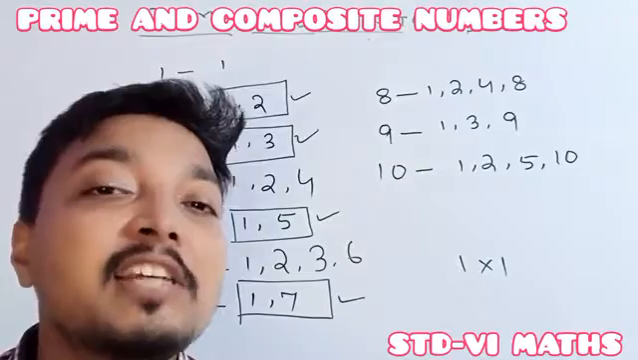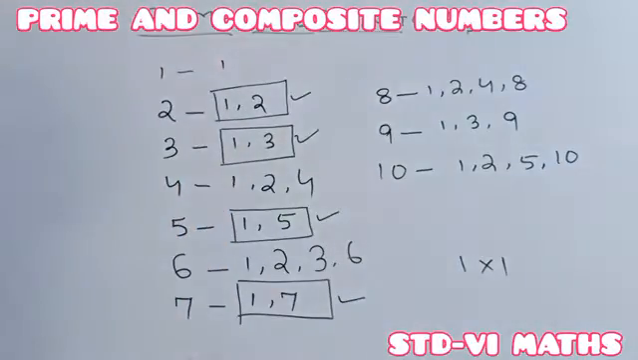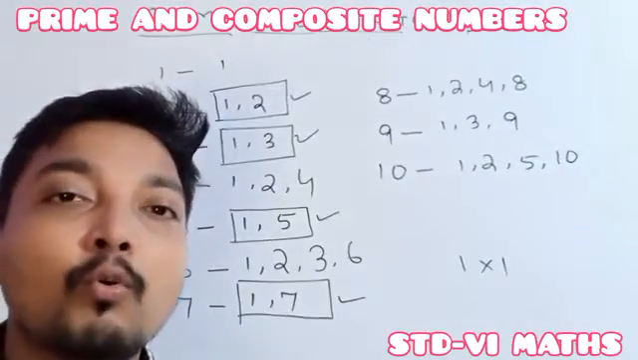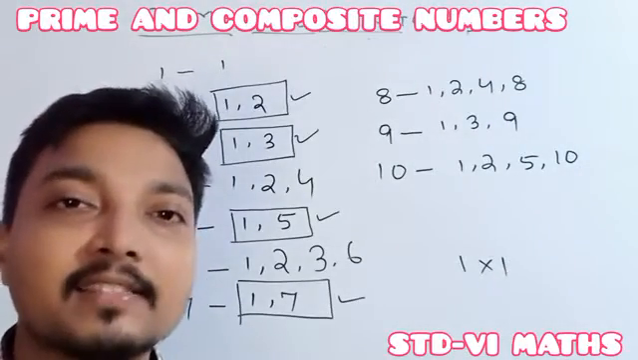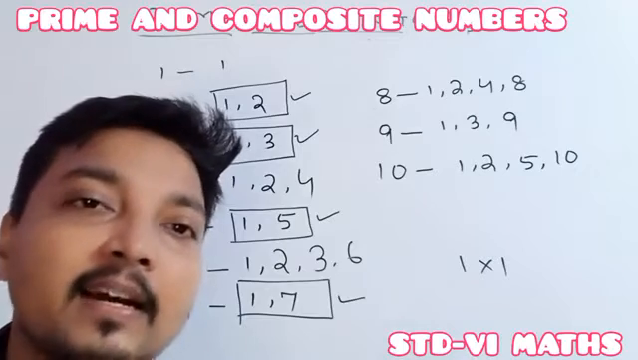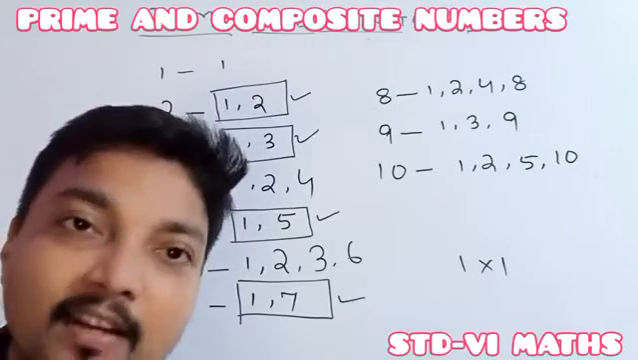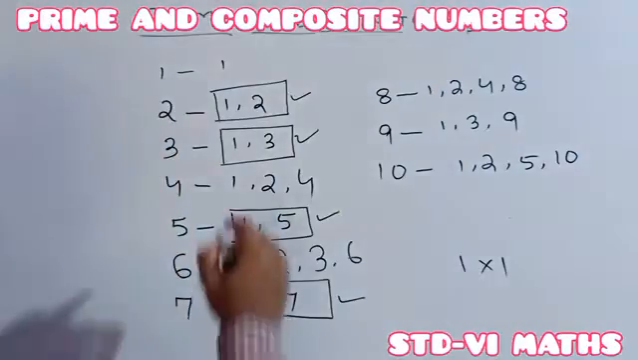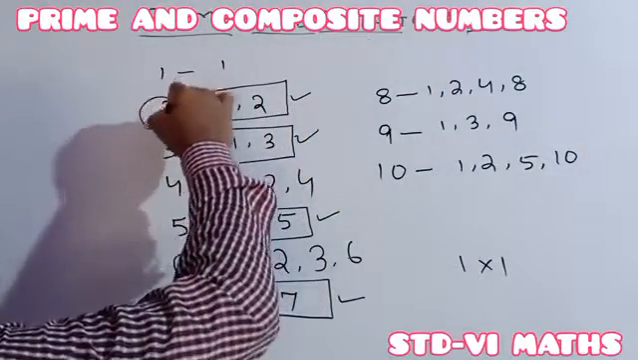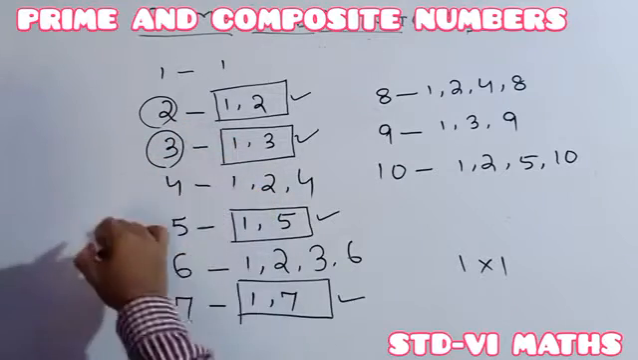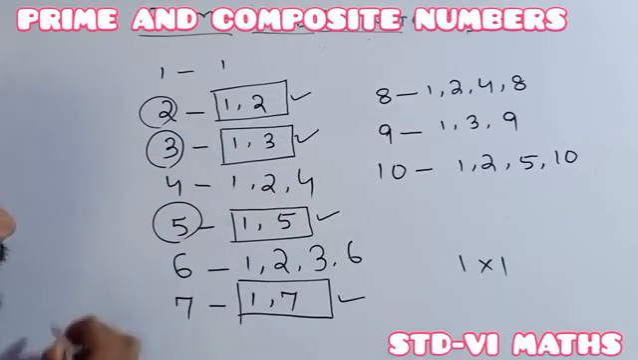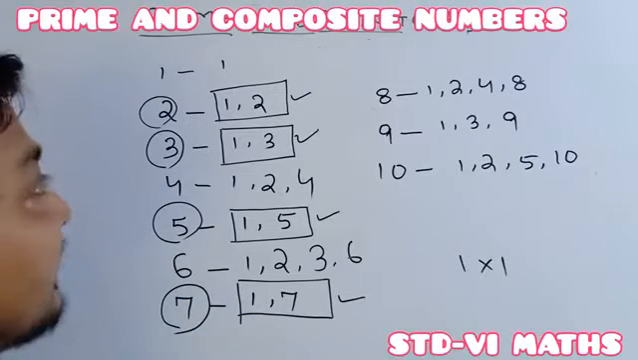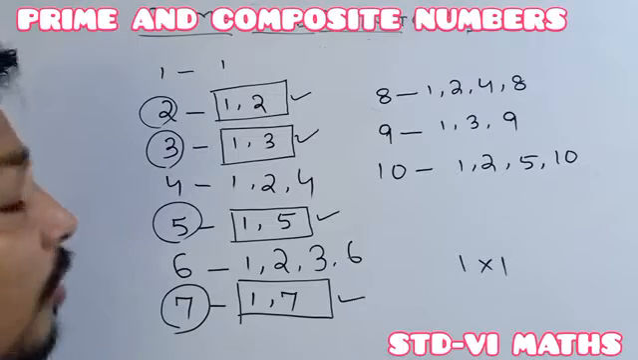The number which has 2 factors, we can call it a prime number. Prime numbers are the numbers which have only 2 factors. Understood? So here 2 is a prime number, 3 is a prime number, then 5 is a prime number, then 7 is also a prime number. Understood? Then we will discuss the composite numbers.